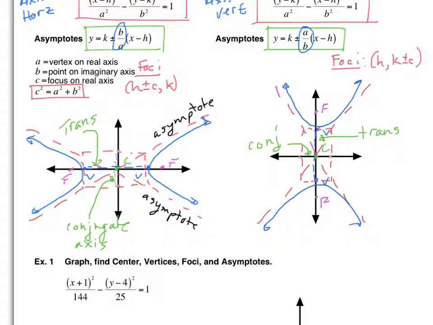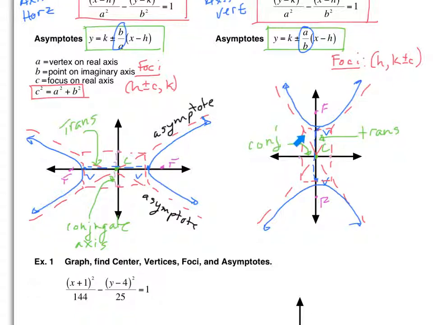They look like parabolas that are mad at each other. And you can think of it also in this way. If your x comes first, then these are opening right and left, which is the same direction as your x-axis goes right and left. And if your y comes first, these are opening up and down, which are the same direction as your y-axis goes up and down.